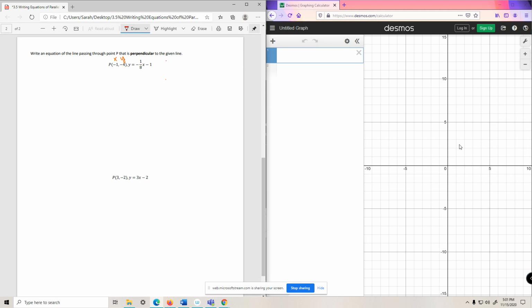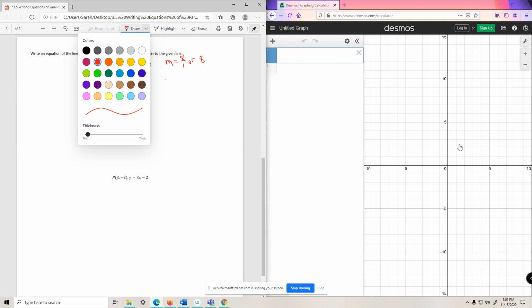But for perpendicular slopes, remember that we have to change our slope. I need to do the opposite reciprocal of negative 1 over 8. So the m I'm going to use is not going to be negative 1 over 8. I'm going to change it. Negative is going to become positive. 1 over 8 is going to flip over and become 8 over 1, or 8. So the slope I'm going to use is going to be 8 instead of negative 1 over 8, because 8 is the opposite reciprocal of negative 1 over 8.